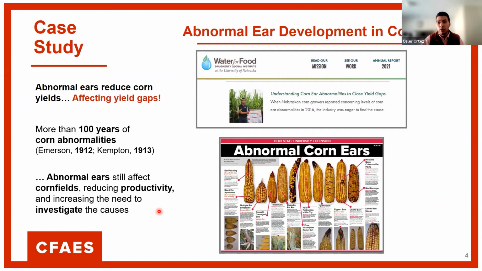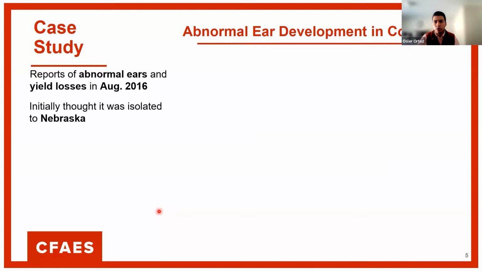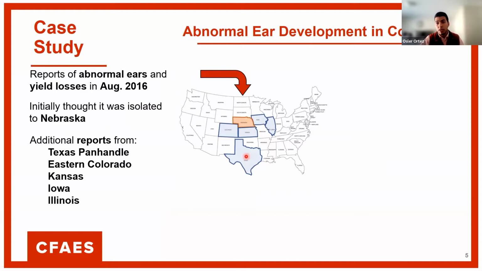So that's what put us on board for my research program in Nebraska. And these reports of abnormal ears and yield losses were particularly relevant in 2016. Initially, it was thought to be a problem isolated to Nebraska. But that same crop season, several reports came also from other states that you can see highlighted in this map, and that extended from the Texas Panhandle to Eastern Colorado, Kansas, Iowa, and Illinois. That's all in addition to Nebraska.